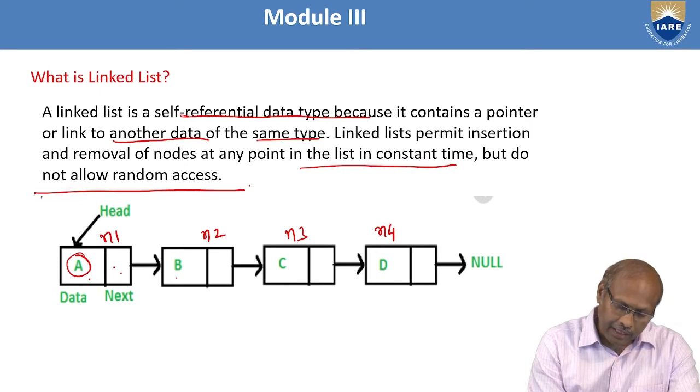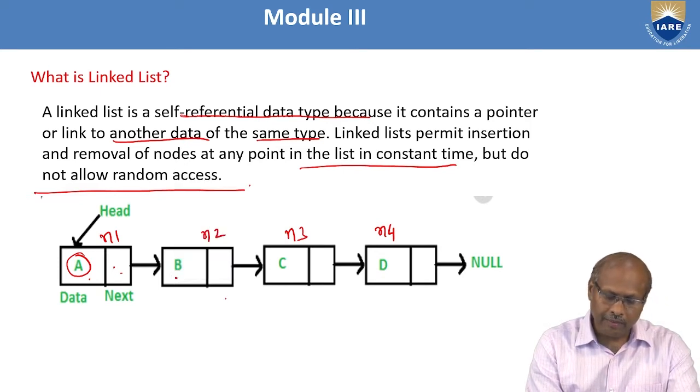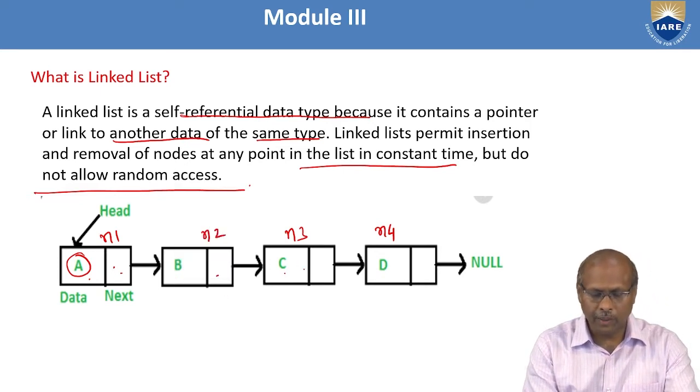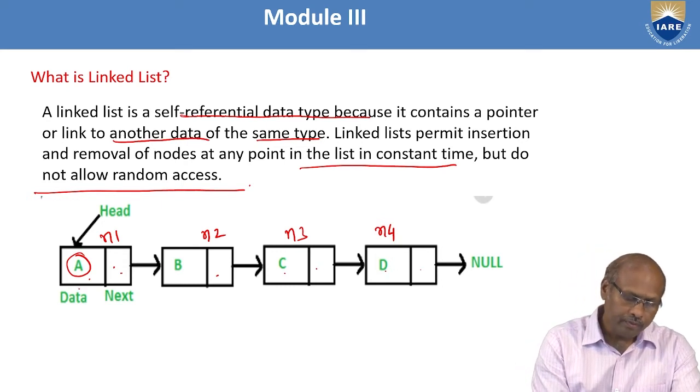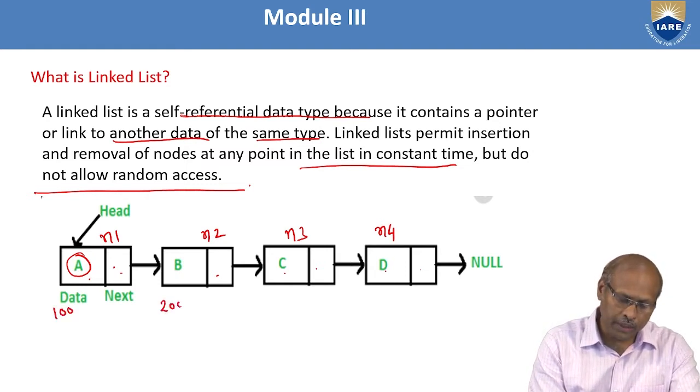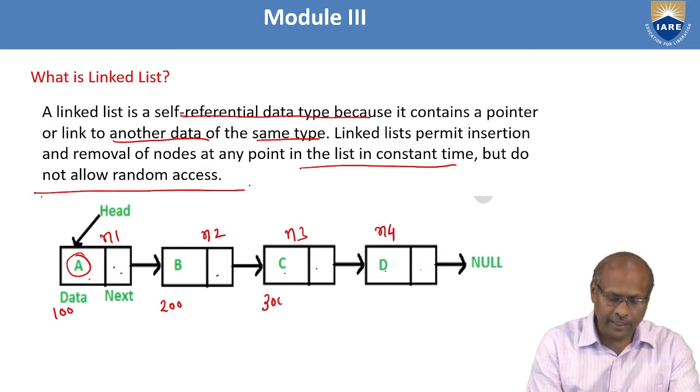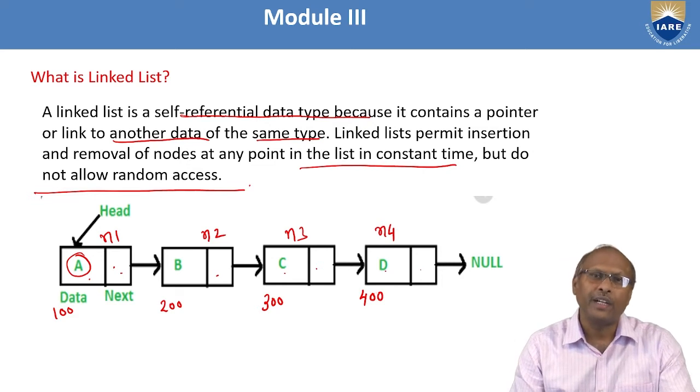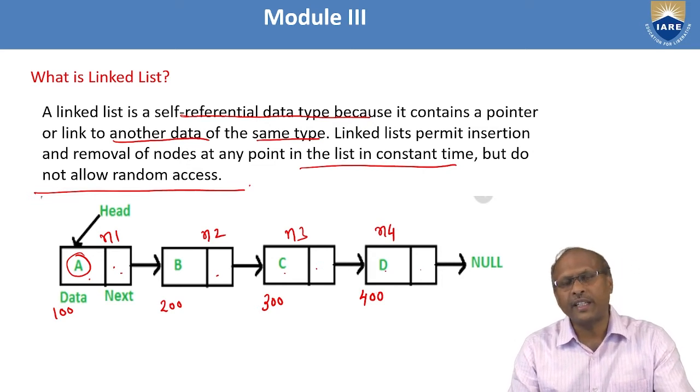Similarly, this is the data part, this is the next part. This is the data part, this is the next part. And remember, in a simple form, you can write like this also. For example, the starting address is 100, the second node address is 200, the third node address is 300, and the fourth is 400. Assume this is the address of each node. Moreover, this address will be generated during runtime.